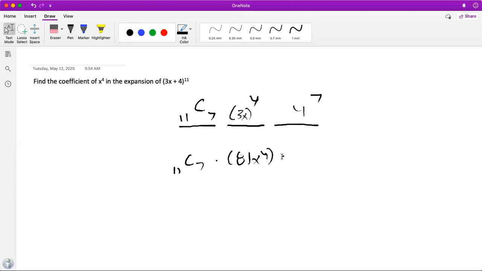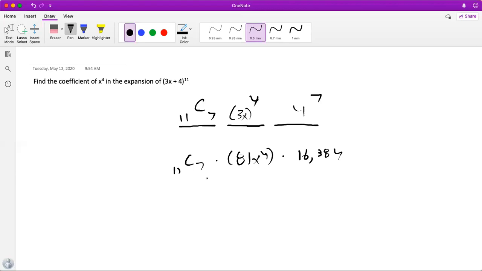And 4 to the 7th is a number that nobody knows off the top of their head. It's 2 to the 14th. It's 16,384. So you can see the only variable left in here is x to the 4th. So I just have to combine all the numbers in front of it and see what I get.